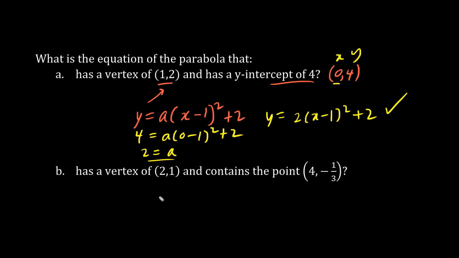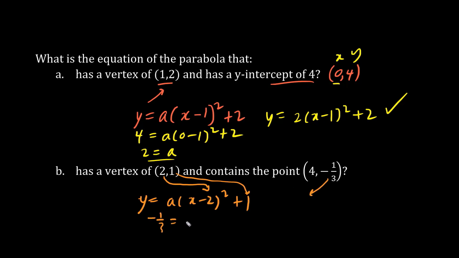Similar to the question above, we write y equals a, x minus 2 squared plus 1, because we substitute 2 here and the 1 here. Notice how the x value becomes opposite. If we have positive 2 here, we end up with negative. We now substitute this y value of negative 1/3. And the x value is 4.